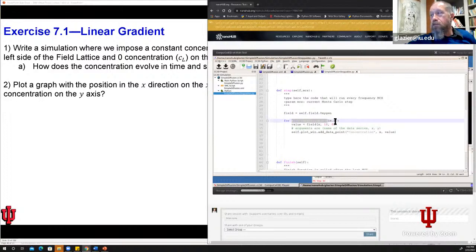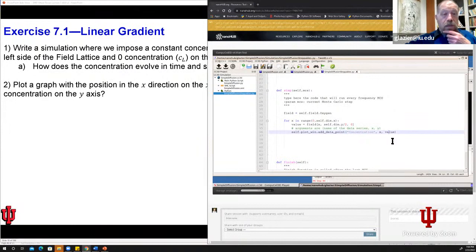So here I'm iterating from 0 to the size of the lattice. I read the value at each position. I'm going to pick a Y position of 10. It could be anywhere because it's the same. If I wanted to be a little more formal and be in the middle, I would type self dot dim dot Y divided by 2 to give me the middle line. Okay. And now I add a data point to my concentration plot, which has the X position and the value.